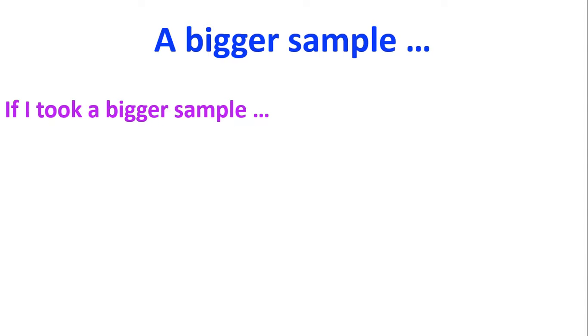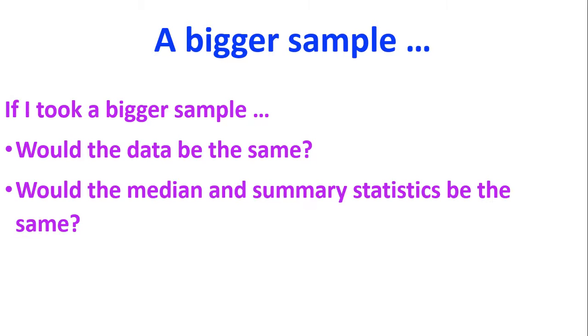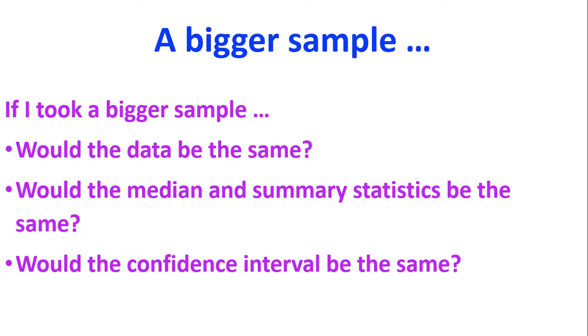The other idea, if I took a bigger sample, think about, would your data be the same? Well, no. If I've got a bigger sample, I've got new people and more, so I've got different data. What about your median, your upper and lower quartiles? Are they going to be the same? Well, your median's likely to be similar. Not guaranteed to be exactly the same, but likely to be similar. Our upper and lower quartiles might move a little bit though, and I'll come back to that idea.